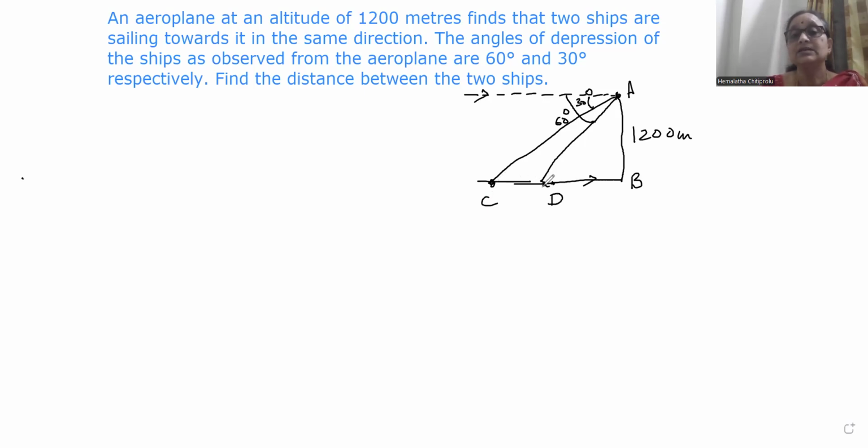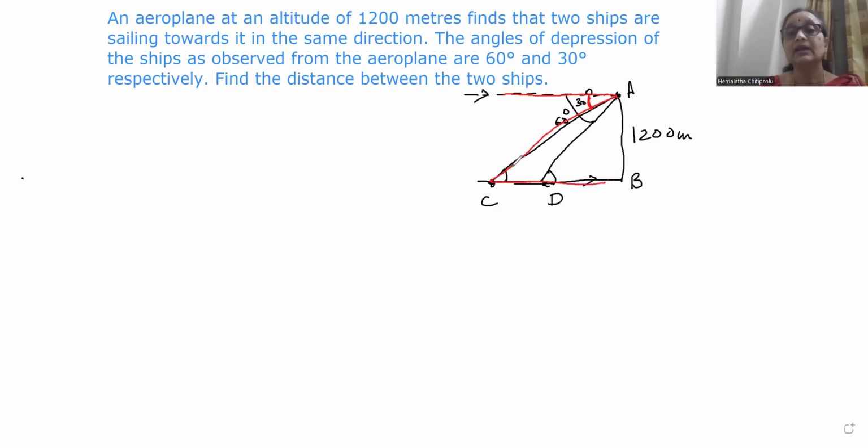To find the distance CD, we will be using trigonometric ratios. For that, we need angle C and angle D. How to find angle C and angle D? Now we will use parallel lines, in which alternate interior angles are equal. So let us draw a Z shape like this. This forms an alternate interior angle.